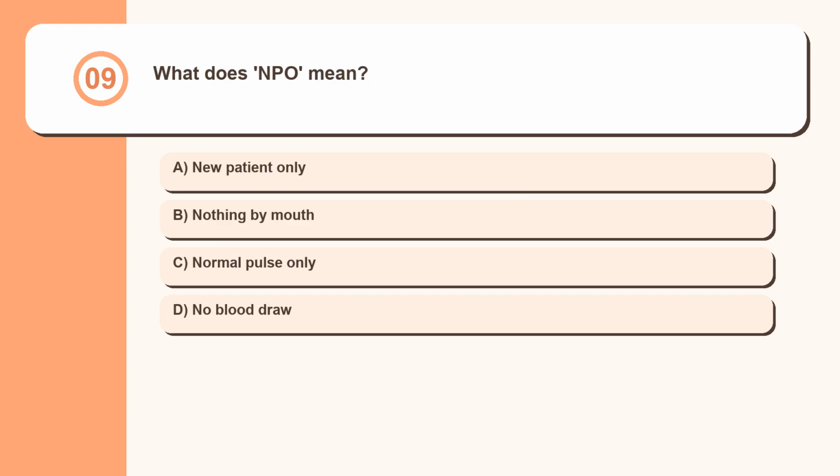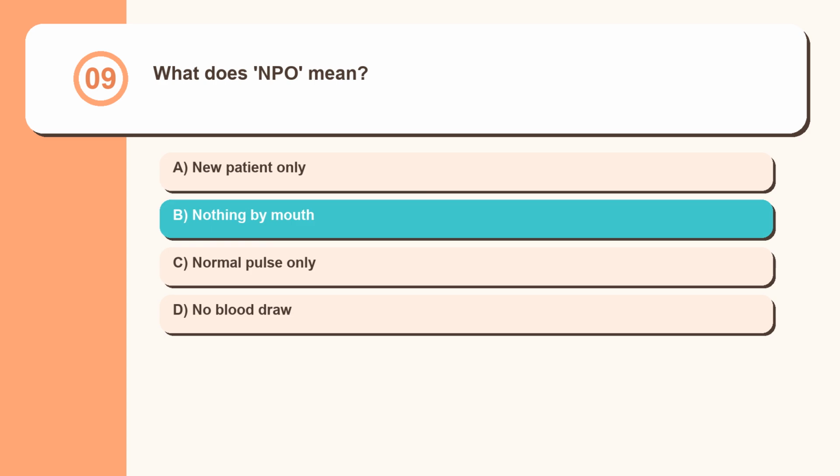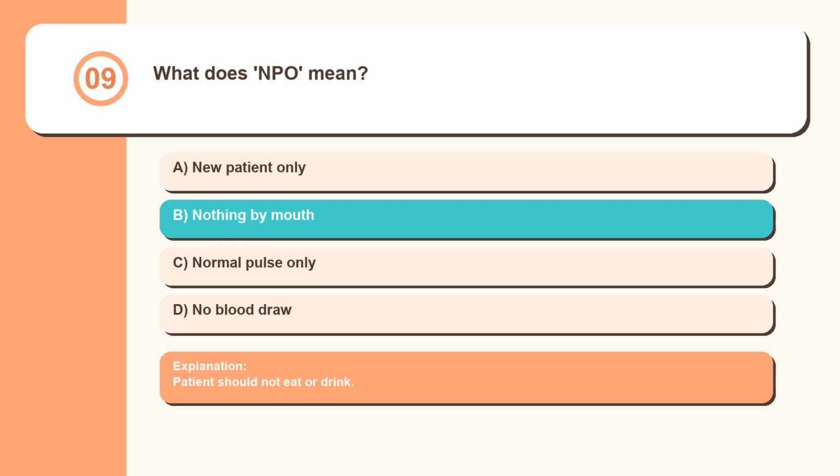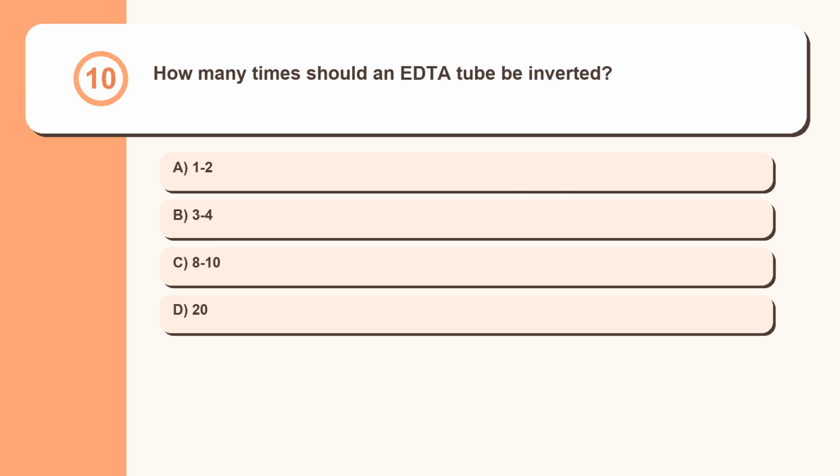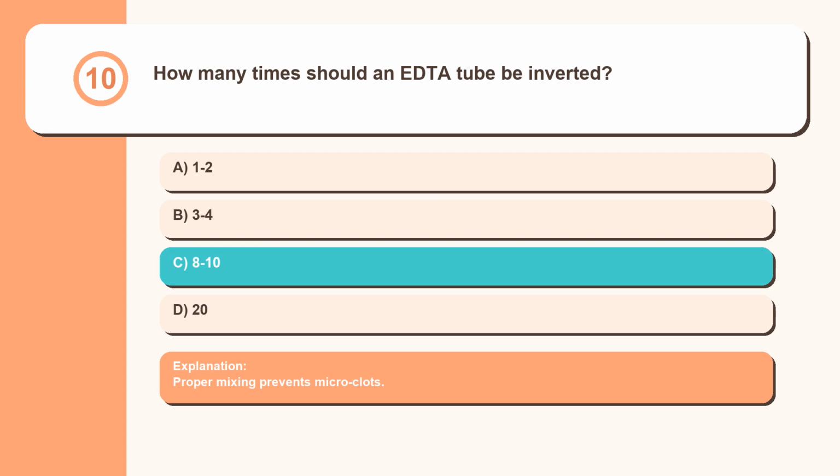Question 9. What does NPO mean? New patient only. Nothing by mouth. Normal pulse only. No blood draw. Patient should not eat or drink. Question 10. How many times should an EDTA tube be inverted? 1 to 2, 3 to 4, 8 to 10, 20. Proper mixing prevents microclots.